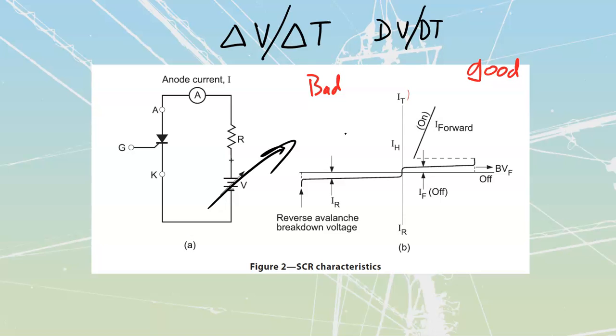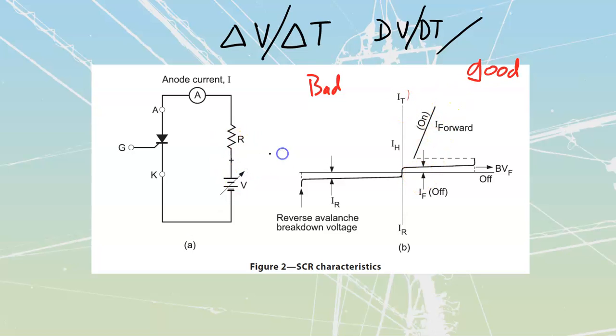It's called our forward breakover voltage if we just reach the value that it's going to turn on. It's a ratio, this dV/dt. They would call this the steepness of the leading edge, the change in voltage over top of the change in time. If we have a really, really steep change in voltage over a relatively short amount of time, we're going to kick it into conduction.